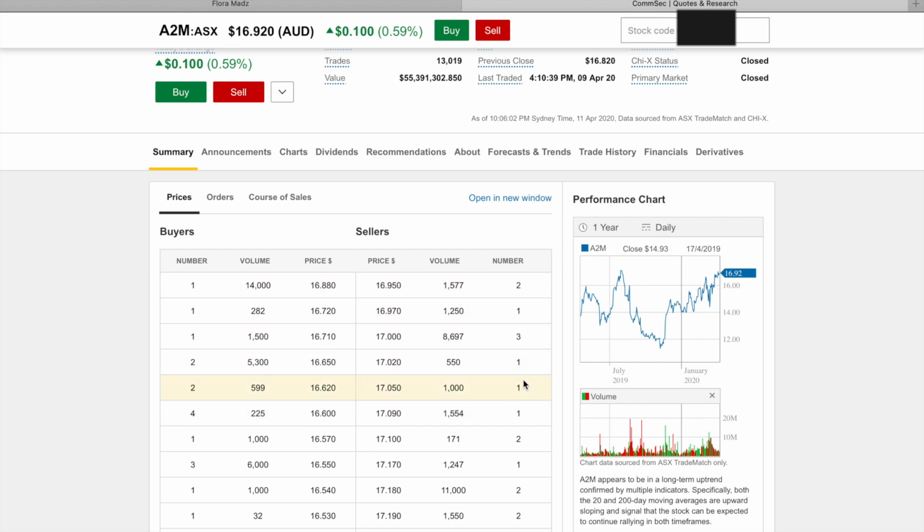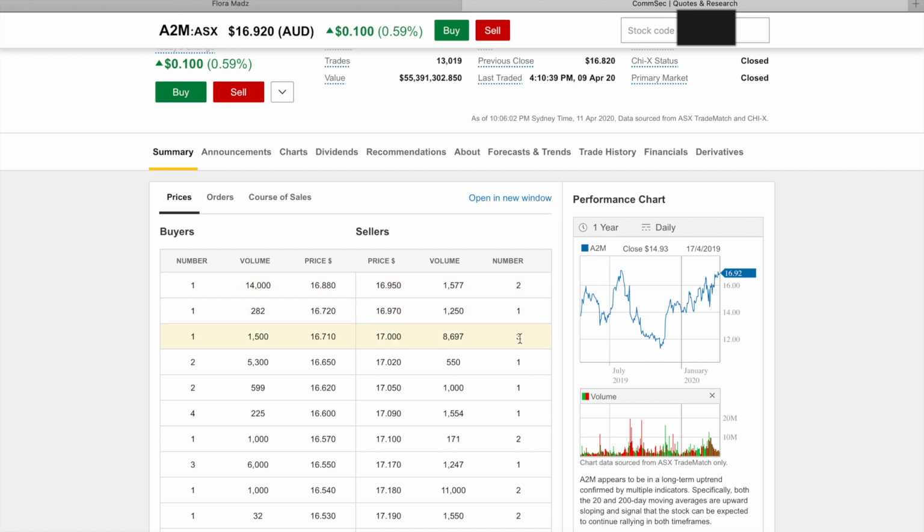So pretty much what you're looking at here is one person wanting to buy 14,000 stocks at $16.88, and four buyers wanting to buy 225 stocks at $16.60. And here it says there are two sellers selling 1,577 stocks for $16.95. You might be wondering why there's two, then one, then three sellers.